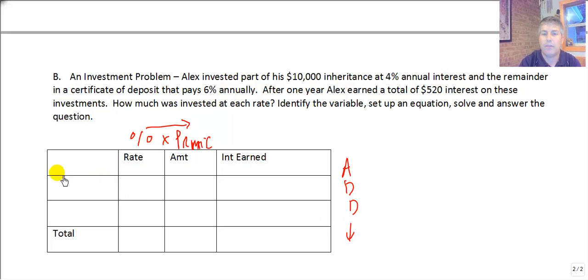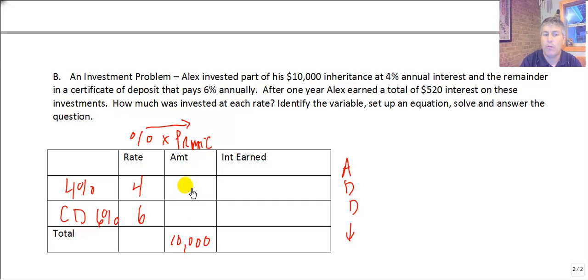So our two investments: we have a 4% investment and we have a CD that earns 6%. So the rate of the 4% investment, I'm going to hedge a little bit here. I'm going to multiply by 100 right away, is 4, and the 6% rate is 6. His total amount invested is $10,000. Well, how much did he invest at each?